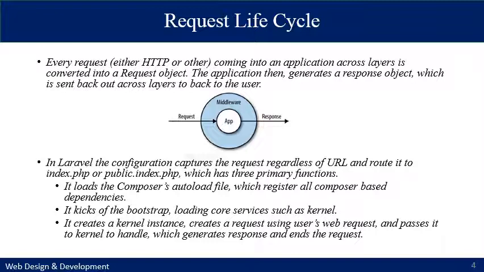The user at the start of this process generates a request from the browser, which is passed through the application's middleware, and a response is generated, which again passes through middleware to be sent back to the user. In Laravel, the configuration captures the request regardless of the URL and routes it to public/index.php, which has three primary functions.